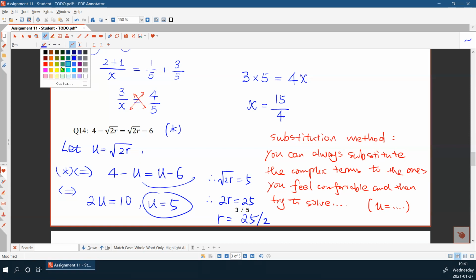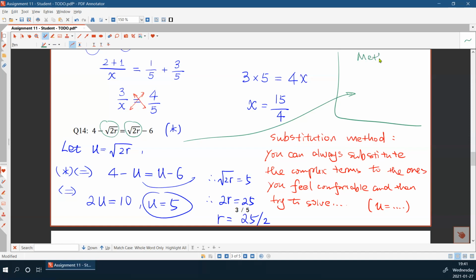And actually, if you have done this a lot of times and you are familiar with this, you can see at first glance that these two terms can be combined together. So method two, I'll write it here. Method two. You can directly put minus square root two r to the right-hand side of the equation. This gives you square root two r plus square root two r equals, put minus six to the left-hand side of the equation, right? So this means twice of square root two r is 10, and square root two r is 5, right? So of course, 2r is 25. And this also gives you r is 25 over 2.